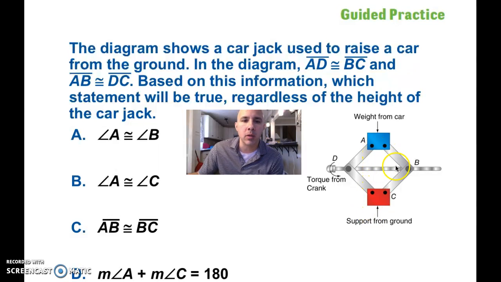Angle A and B are congruent. Angle A and C are congruent. Angle AB is congruent to segment BC. And angle A plus angle C equals 180. So which best describes this diagram right here? All right, let me know if you have any questions.